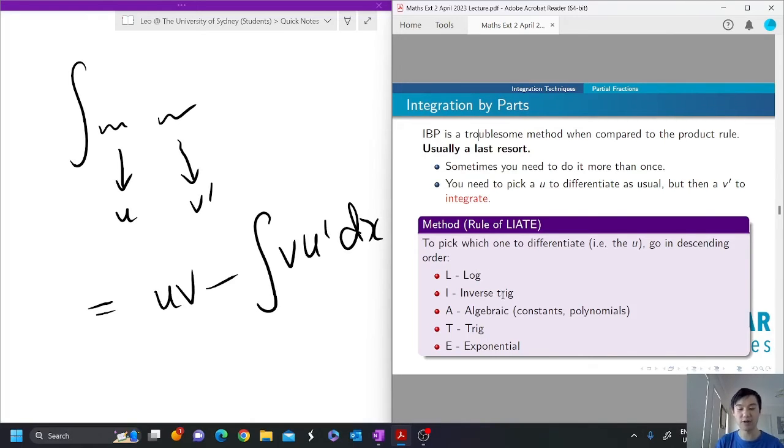So this is the priority list. Second is inverse trig. Third is algebra stuff, so constants or polynomials. Then it's trig, and lastly it's exponentials. So you want to keep LIATE in mind when deciding which one is u.